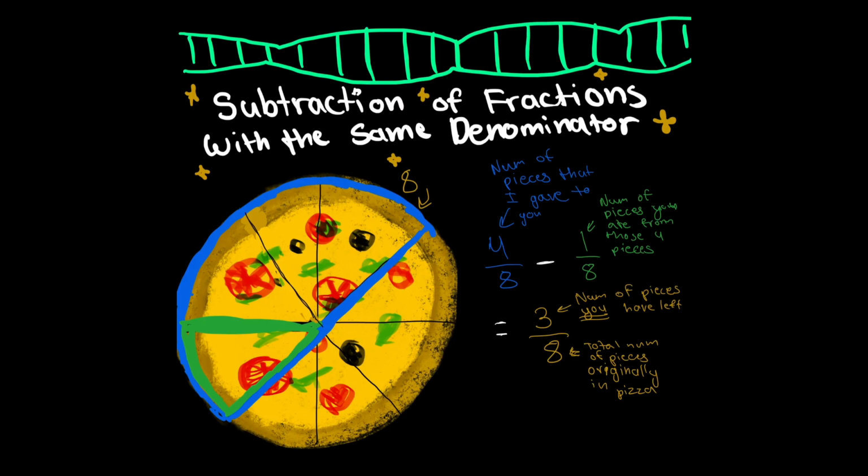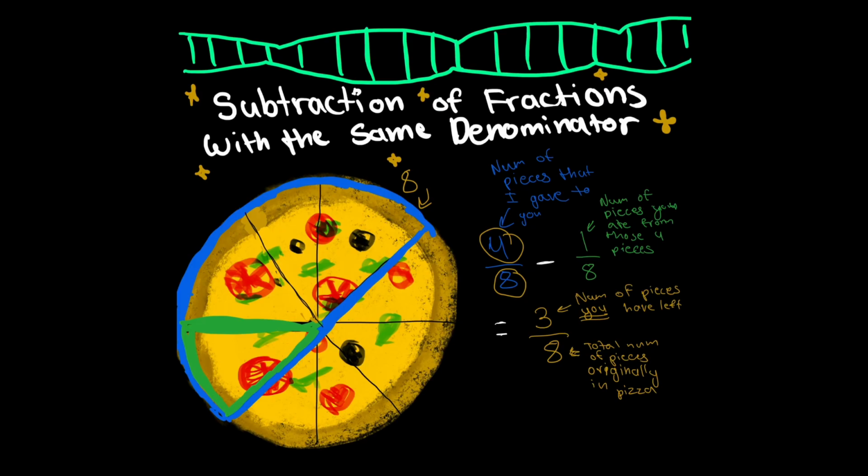So I give you 4 pieces of the 8 pieces. So what's the fraction of pizza that I gave you? Well, I gave you 4 slices out of 8 total pizza slices. So the fraction would be 4/8. So I gave you 4/8 of the pizza.